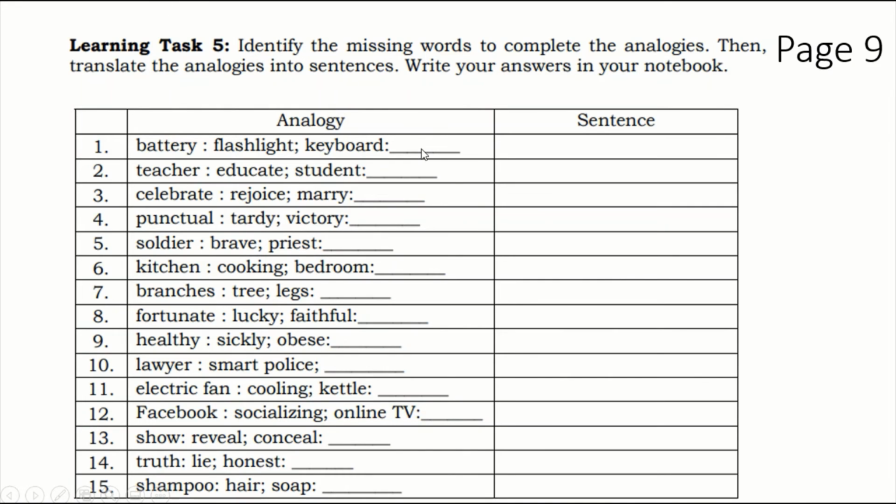The first one is to complete the given patterns. And the second one is to write or translate these analogies into sentences. First, complete the analogies given from items 1 to 15. Battery is to flashlight, as keyboard is to blank. Do not be confused if this is not a double colon. A semicolon may also be used in expressing analogies.